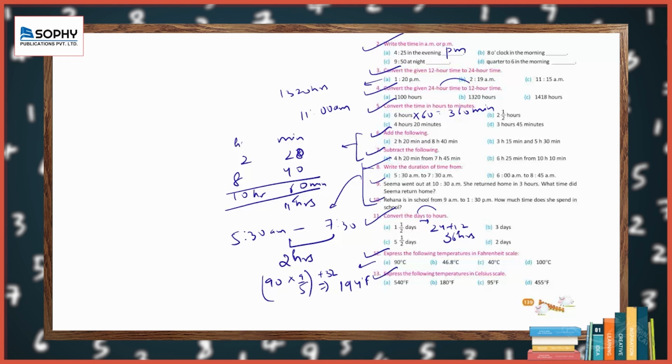Similarly, in this one, we have to convert it into degrees Celsius. What will we do, students? We will subtract 32 and then multiply by 5 by 9. So, it will become, very good, students, 282 2 by 9 degrees Celsius. That's how you can solve the remaining part, students.